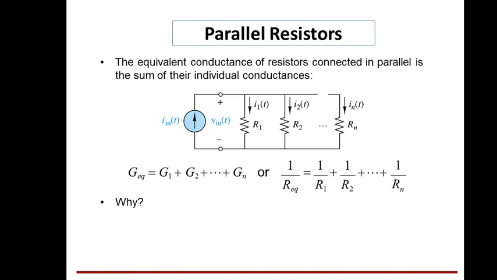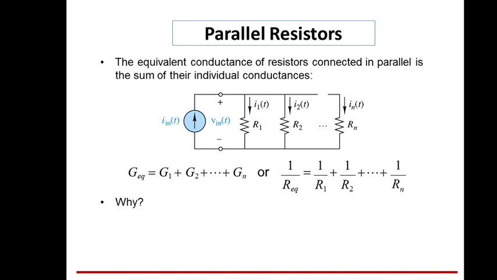Now here the voltage is the same. You see here there are two nodes. All the resistors R1, R2 are connected between these two nodes only. Okay, the voltage is the same but the current is dividing. I n equals I1 plus I2 and so on I n. Okay, how it is, we'll see here.